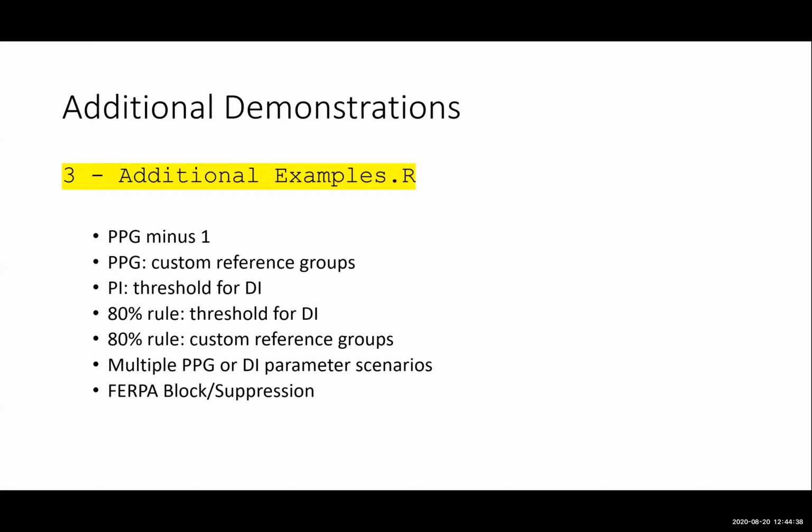So inside your workshop folder that we've provided, we have a third script. It's called additional examples. And in this particular script, we will highlight how you deviate from the defaults that we've provided. So I think Z has already asked about PPG -1. So that's the methodology that says, hey, instead of looking at the overall rate as the reference, can we look at everybody but the current group of comparison? And we'll also illustrate custom reference groups, etc. So I'm gonna go through this briefly, if I could.